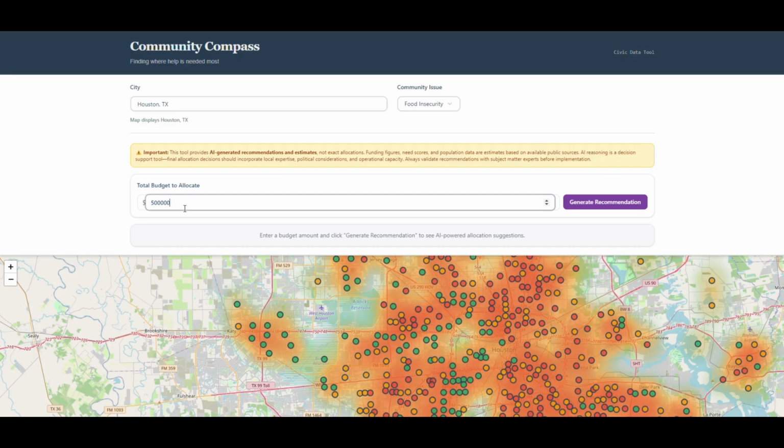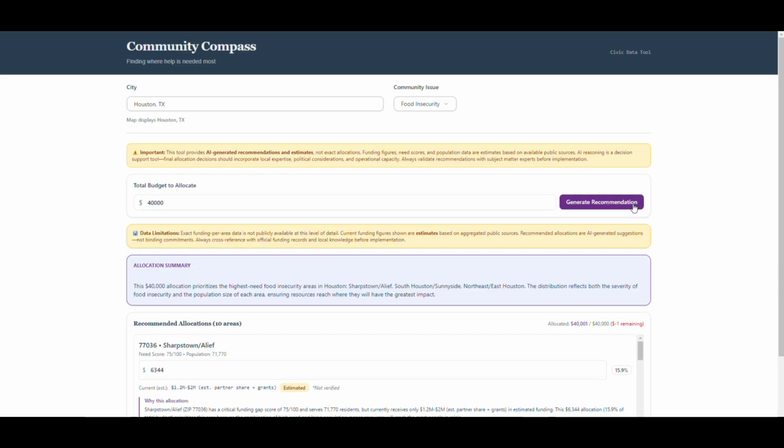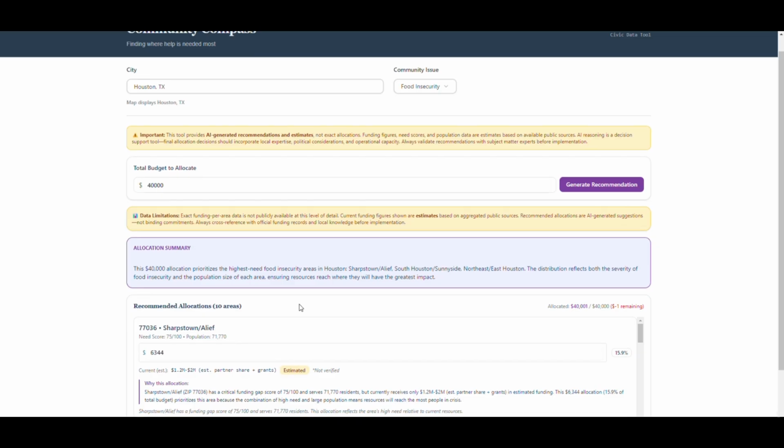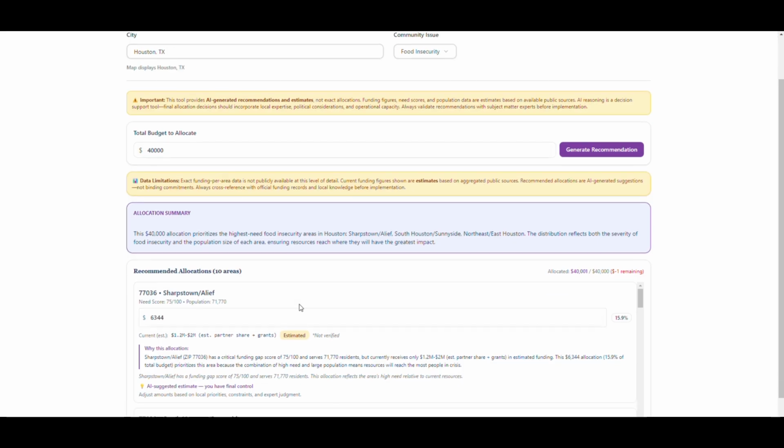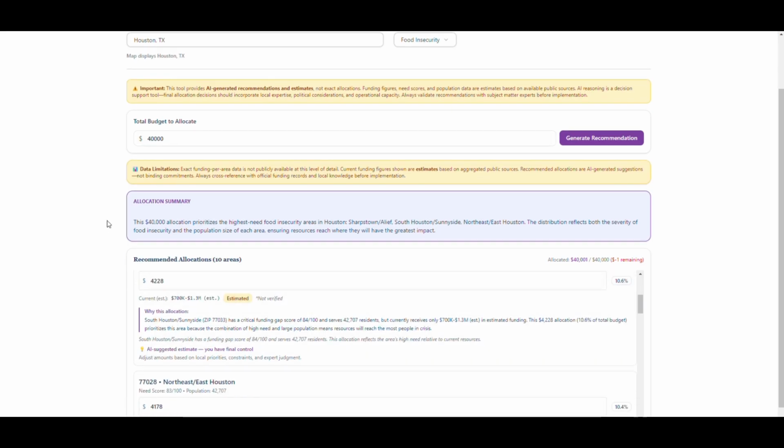But here's the key thing. Every amount is editable. The AI proposes, the coordinator decides. They can override any number based on things only a human would know. Local politics, operational capacity, what's actually happening on the ground. The AI does the math, the human keeps authority, and that's not a workaround. That's how we designed it from the start. Real data, real reasoning, and always a human in control.